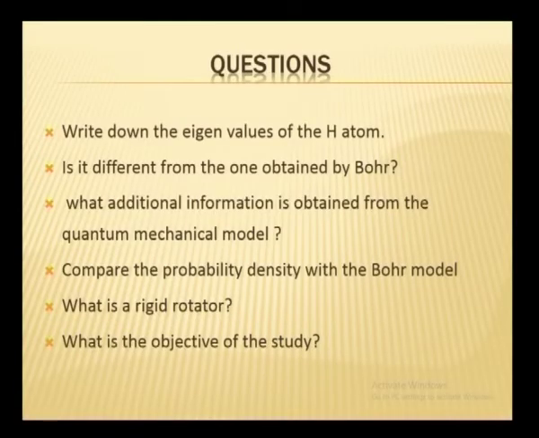The following questions we have for this lecture. Write down the eigenvalues for the hydrogen atom. Is it different from the one obtained from Bohr's atom model? What additional information is obtained from the quantum mechanical model of the atom? Compare the probability density with the Bohr model. What is a rigid rotator? What is the objective of the study?